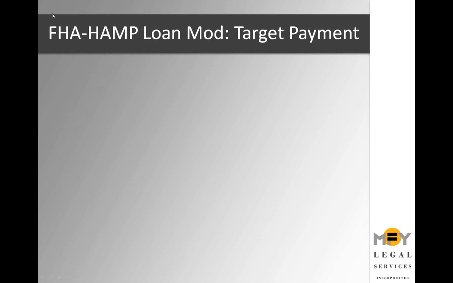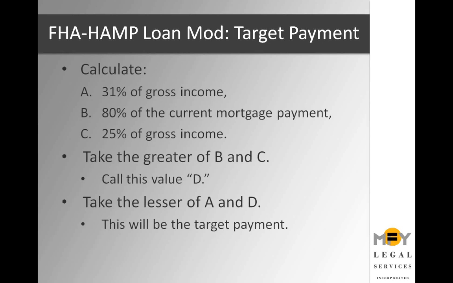Okay, so let's start with the first step of determining the terms of any FHA HAMP loan modification. First, we need to arrive at the target payment. The new framework of FHA HAMP is to pick a target payment and do a series of steps to try to get as close as possible or under that target payment. And the target payment is calculated through this series of steps: either 31% of your gross monthly income, 80% of the current mortgage payment, or 25% of your gross income.